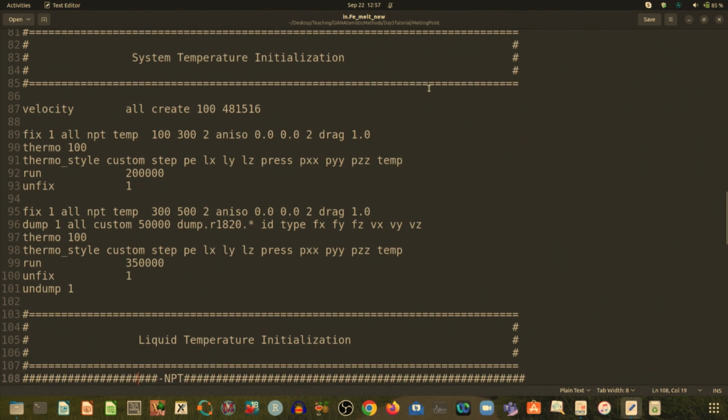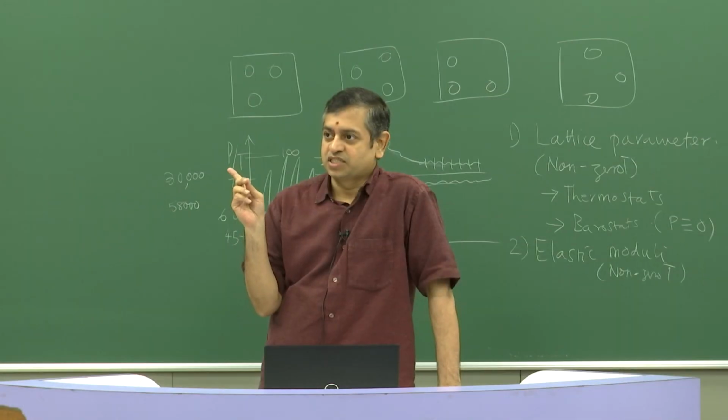Then you initialize the temperature. So there is this command called velocity, and it has all, so I am assuming for all the atoms, all the 3 regions, yeah. What does 100 and this 481516 mean? Some random seed. Okay, seed, okay. And 100 is the temperature you are setting, okay. So velocity will be scaled to give a temperature of 100 using this random seed.